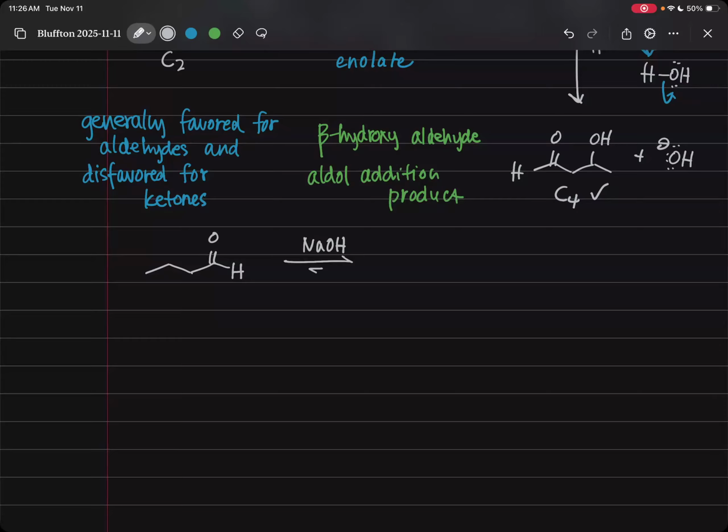We're showing with an equilibrium arrow that the products are going to be favored in this reaction. That's the aldol addition product that we get.